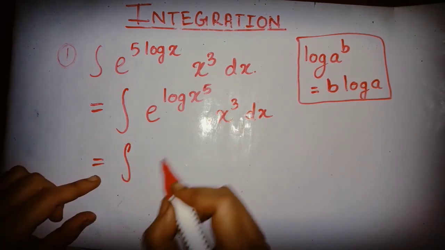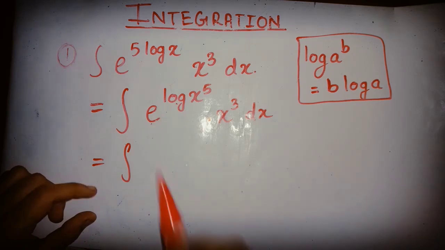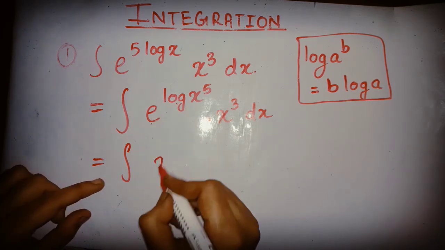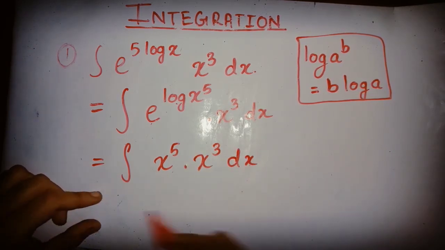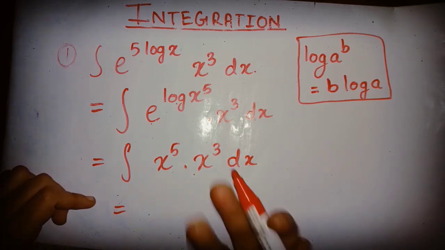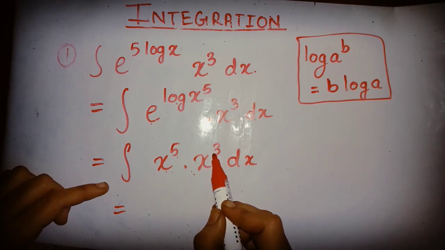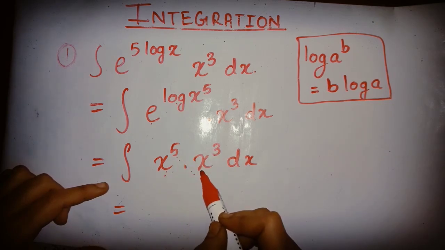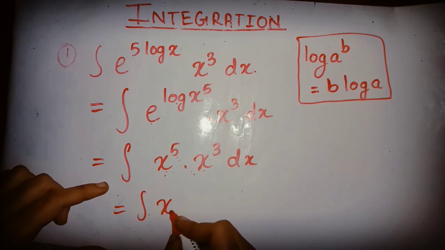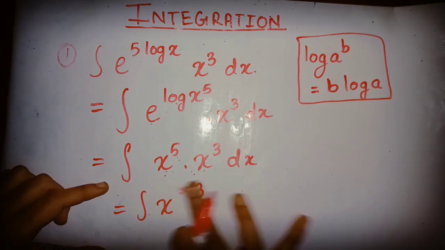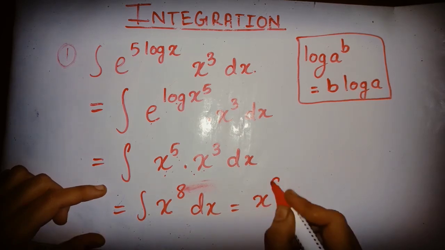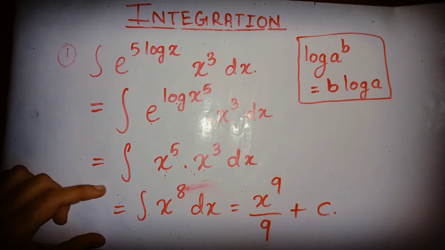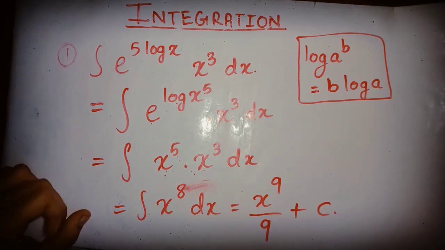So this will be what? Integral e raised to log, e raised to log is 1, that you know. So we'll get here x raised to 5 into x raised to 3 dx. Now you have to use the laws of exponents: a raised to m into a raised to n is a raised to m plus n, right? So we'll get here x raised to 8 dx. Then use the standard formula result for integration. So you'll get x raised to 9 upon 9 plus c. Okay, this is the final answer.